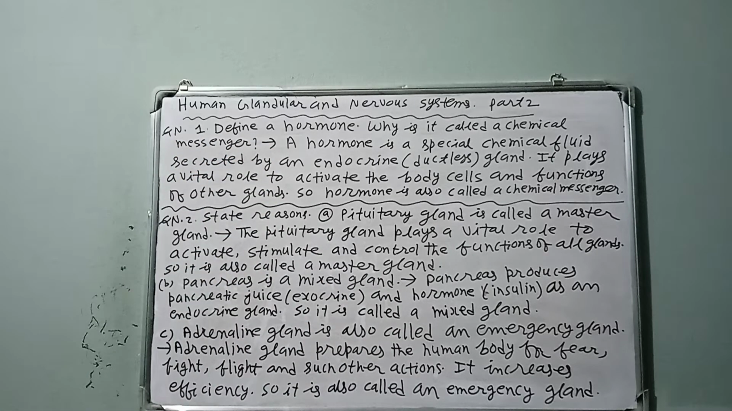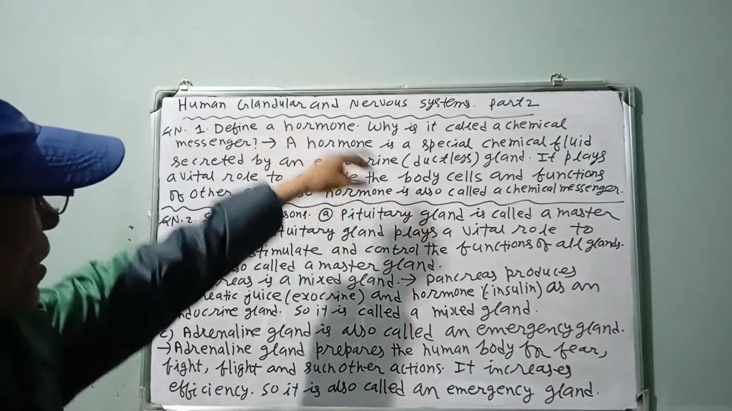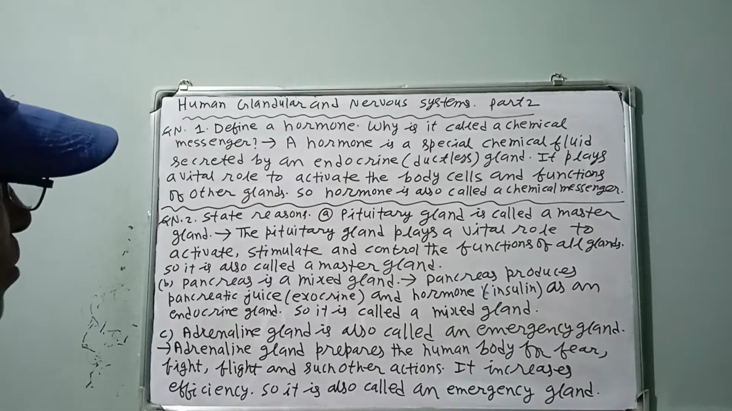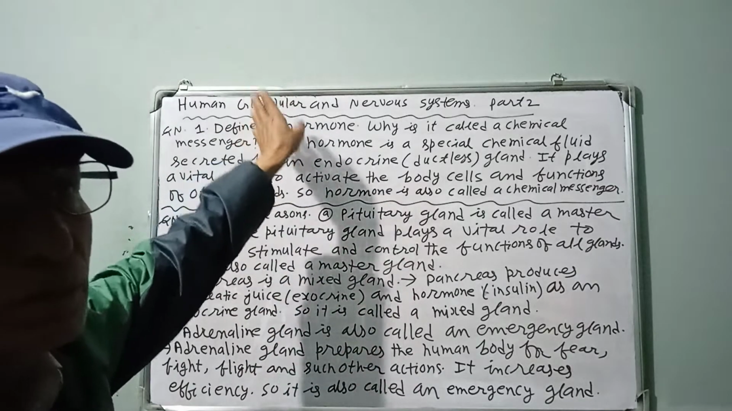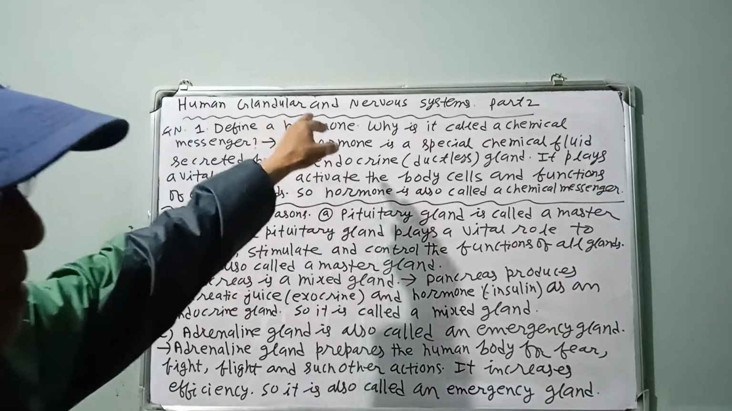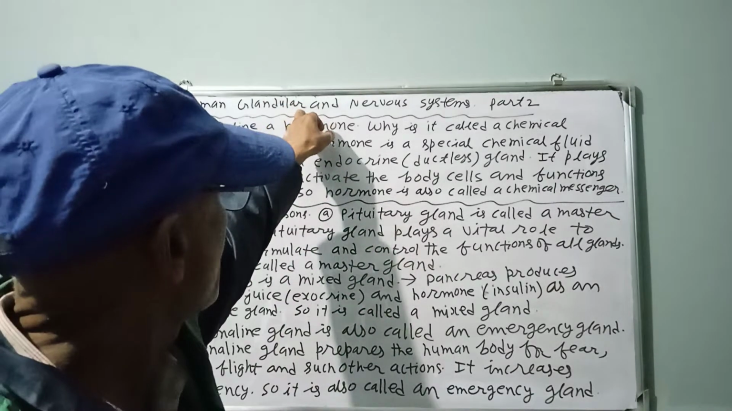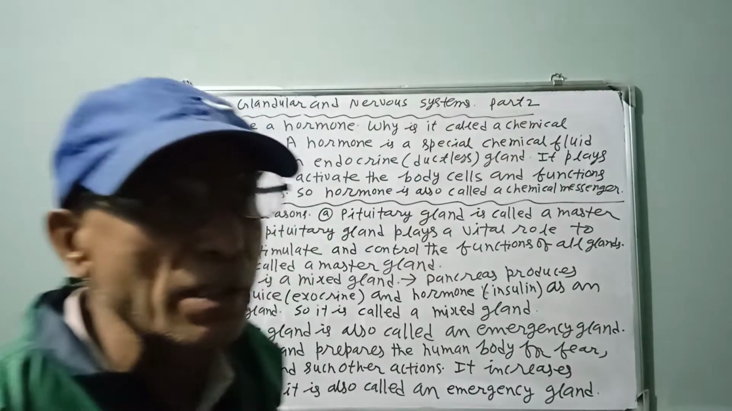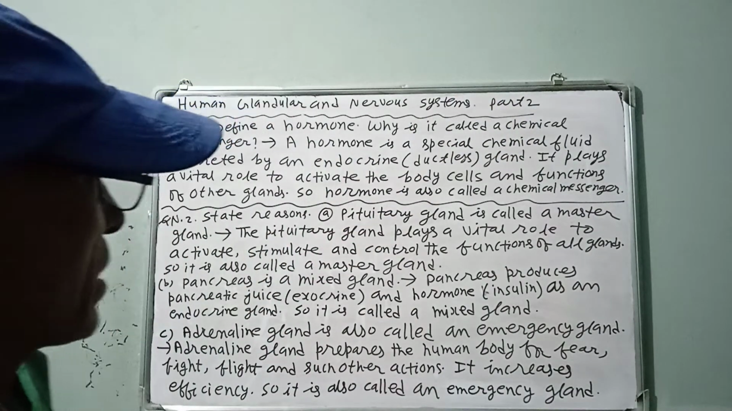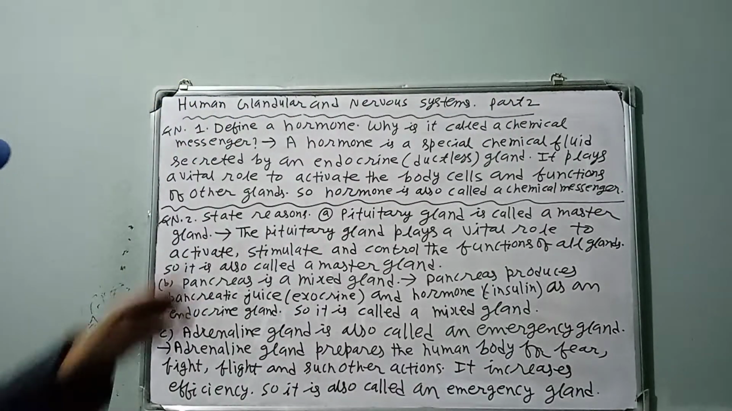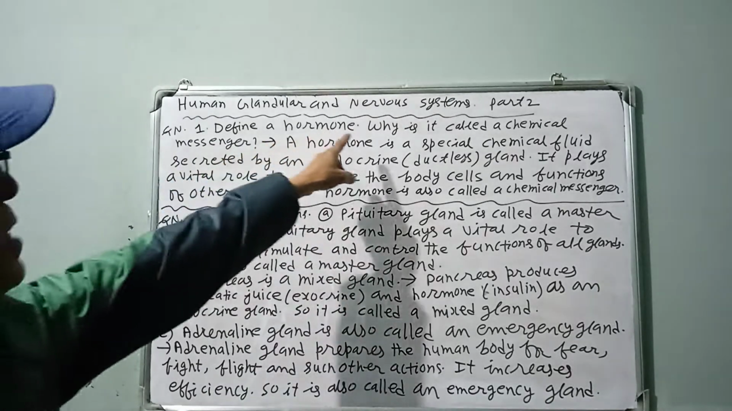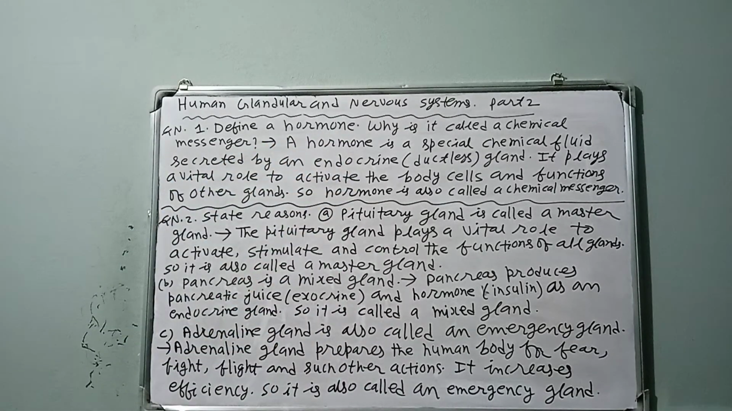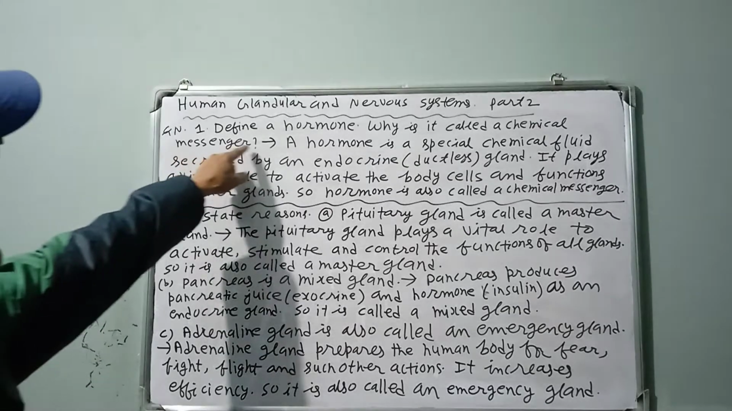Yeah, I think you have prepared the human glandular system and nervous system. Glandular, it makes glands, hormones and juices. Nervous system, related to the brain, thinking, logics, etc. Part 2. Question number 1. Define a hormone. Why is it called a chemical messenger?